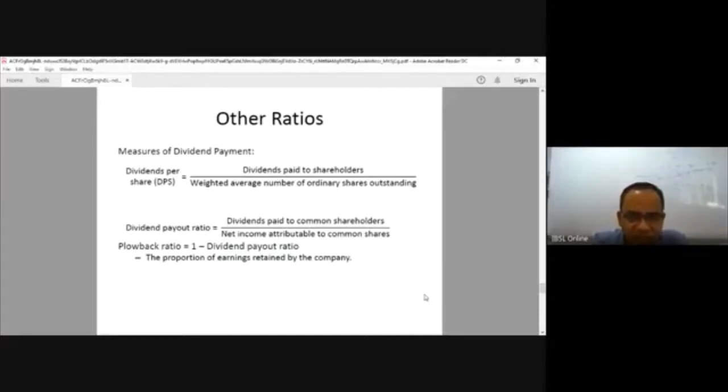So if out of 100 rupees they earn, they pay 10 rupees as dividend and plow back 90 rupees, that means the dividend payout ratio is 10%, and 90% they put back. So 1 minus the dividend payout ratio is the plowback ratio, right? The proportion of earnings retained in the company for the growth of the company. That's the plowback ratio.